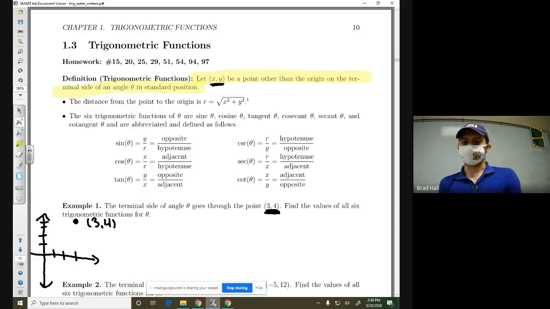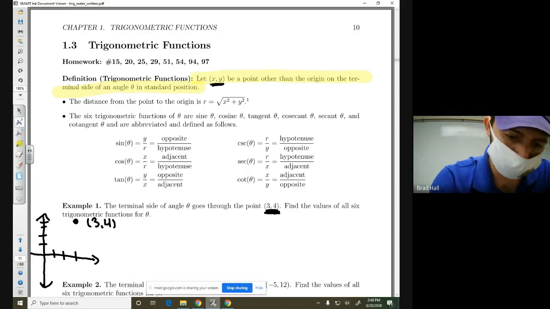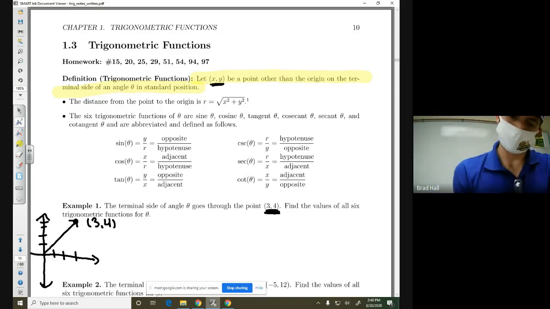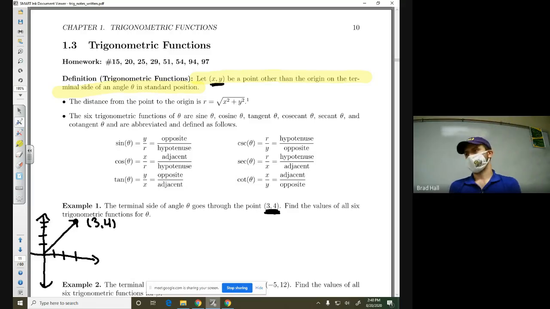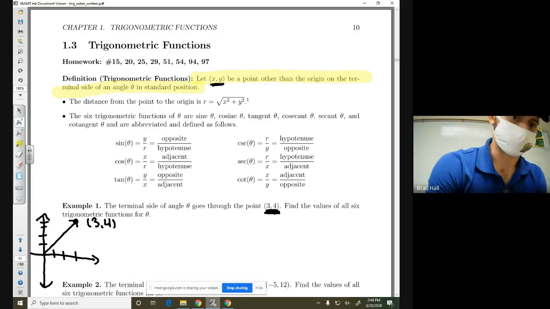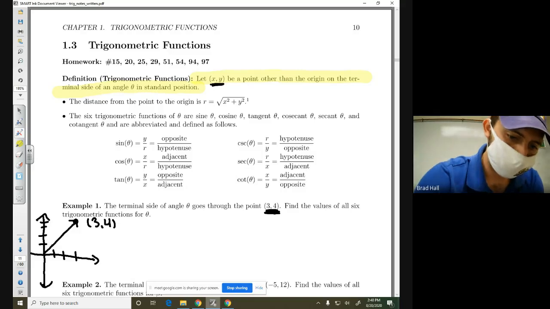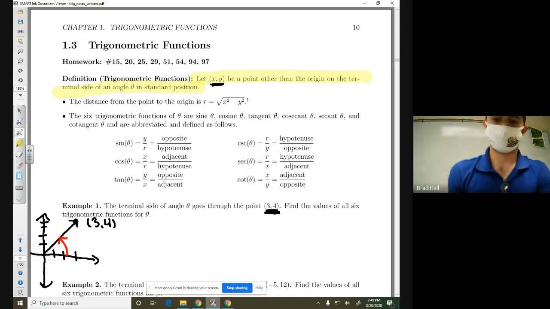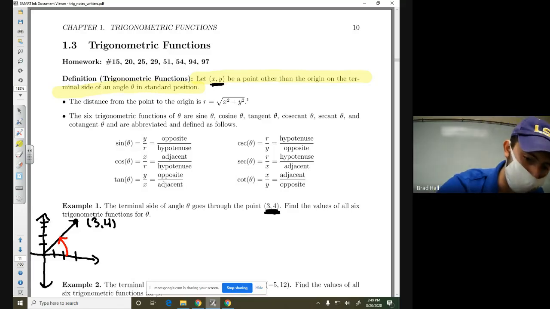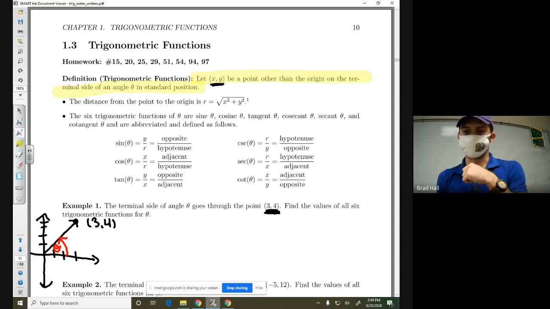So what it says is that the terminal side of the angle goes through that point. In other words, there's the terminal side. Terminal means end. So where does the angle begin? Well, this is in standard position, which means the angle always starts at the positive x. So the angle we just generated is this angle. That's what it's referring to. So this would be theta. Notice they use theta in the definition.